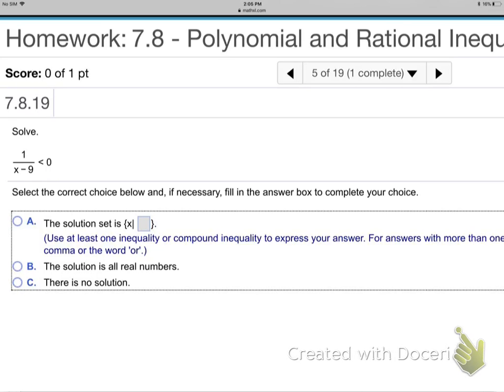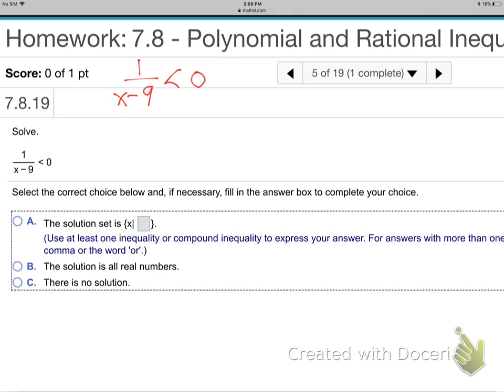All right, so now we're going to fraction time. 1 over x minus 9 less than 0. So now we're talking fractions. Okay, so it's the same. Remember the 4 steps I wrote out? We've been skipping step 2, and really we haven't been doing anything on step 4. Get the denominator alone.